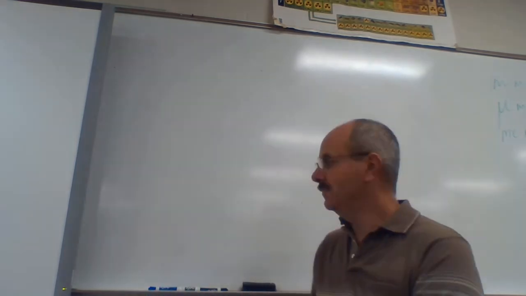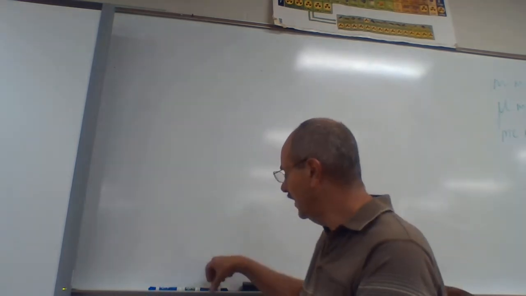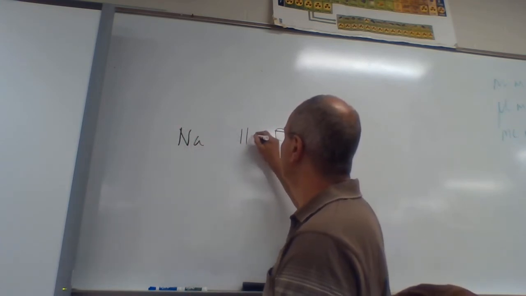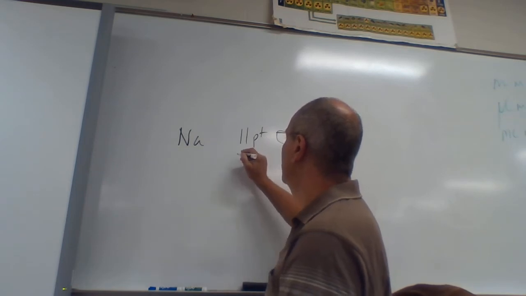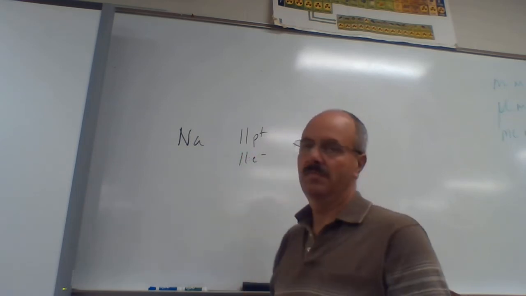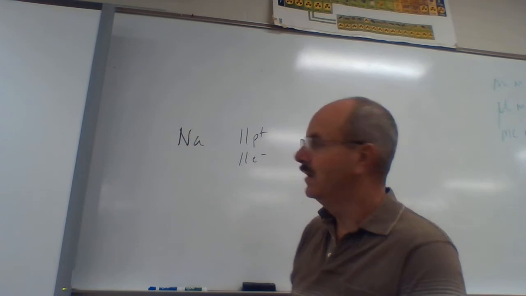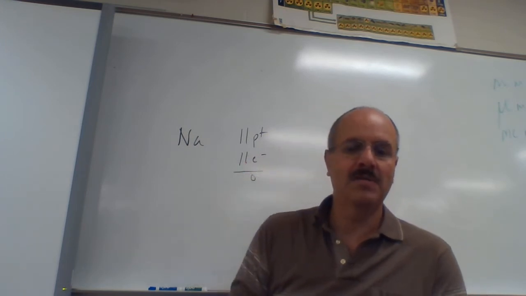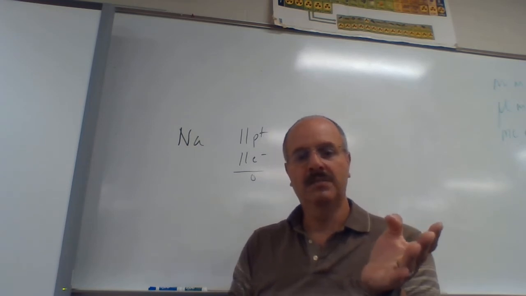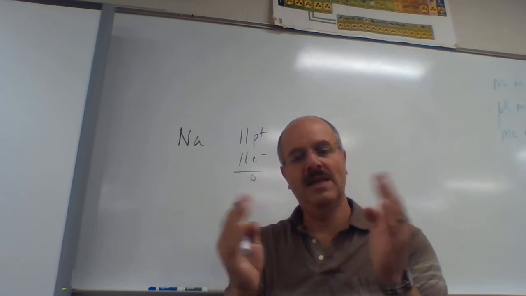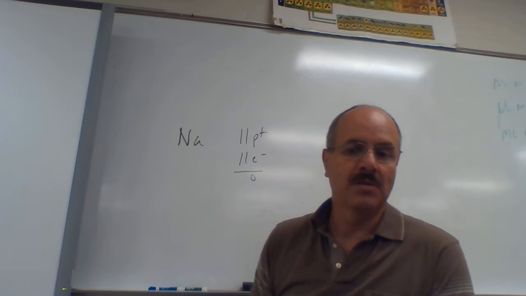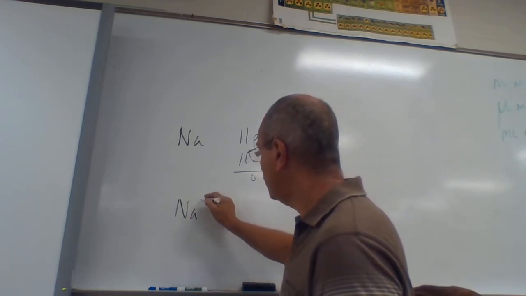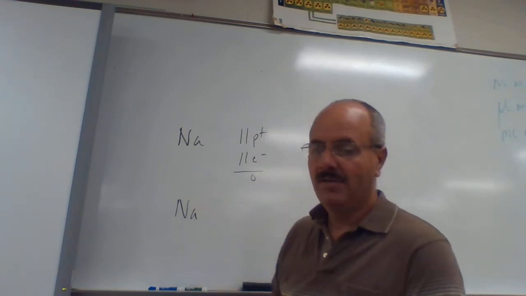So the example I gave you is sodium. Sodium has 11 protons, and it also has 11 electrons. So that would be its neutral state. Because what does it have overall? Well, nothing. Everything balances out. For every proton, there's a negative electron, and they cancel each other out. So we end up with nothing overall. But we can end up with sodium with a positive 1 charge.